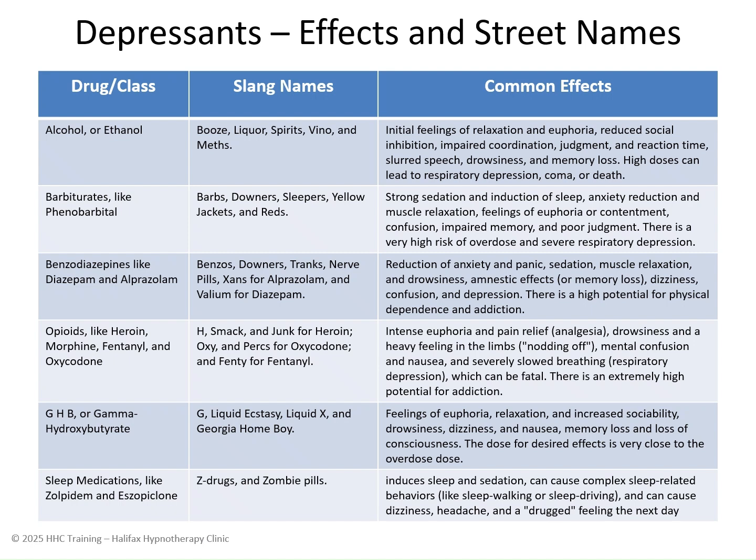For GHB or gamma hydroxybutyrate, slang names include G, liquid ecstasy, liquid X, and Georgia homeboy. Common effects include feelings of euphoria, relaxation, and increased sociability, drowsiness, dizziness, and nausea, memory loss and loss of consciousness. The dose for desired effects is very close to the overdose dose.